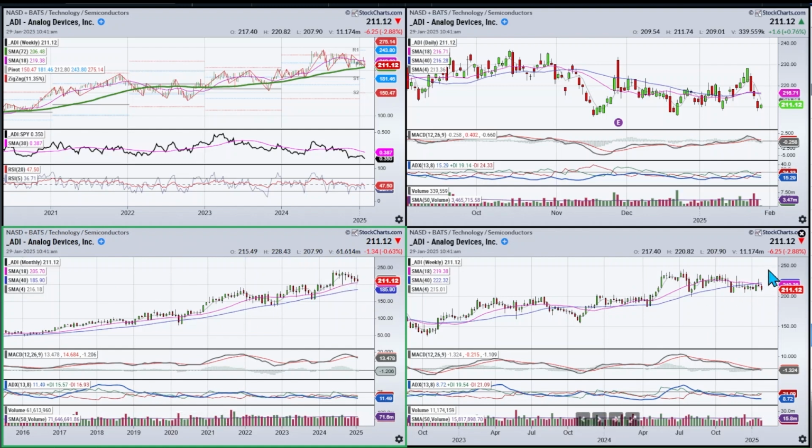Now, you could do that from a trading standpoint, but you might be looking at resistance somewhere around 250, something like that. So just be careful if you're going to play this. I think you got to play it a little bit tighter.